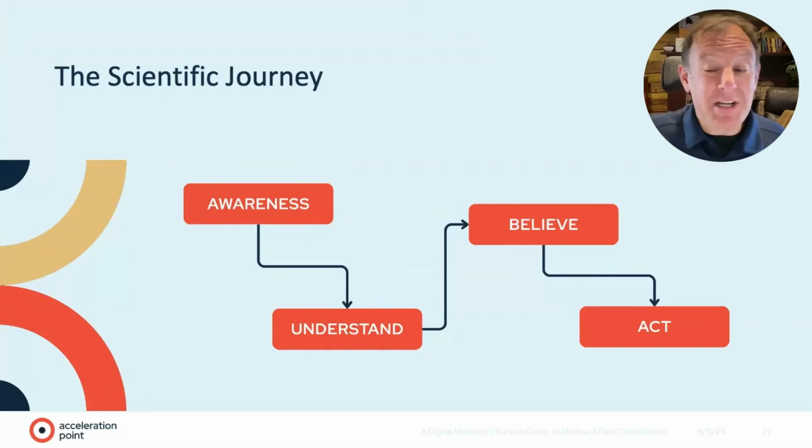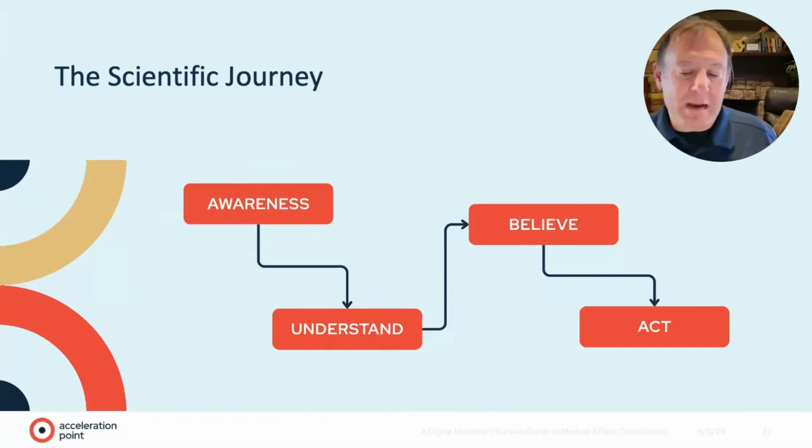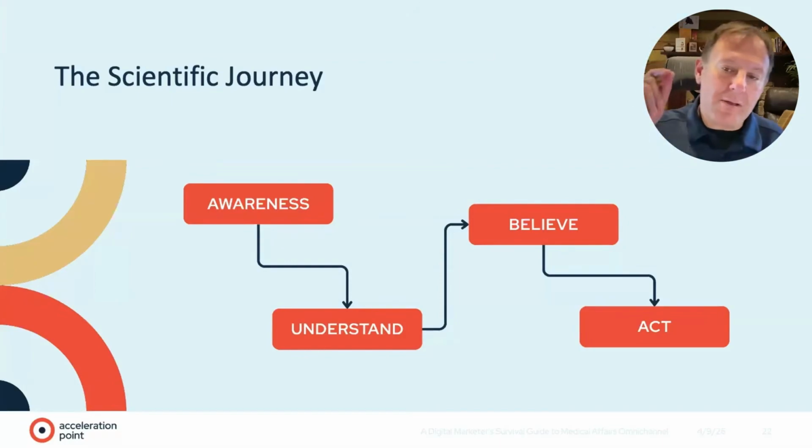Or is it about practical application? So is there a barrier between taking that science and putting it into practice? If you can just use a framework like this, where you ask, are we talking about driving awareness or understanding of the science, I can do a better job of guiding you on what channels to use.